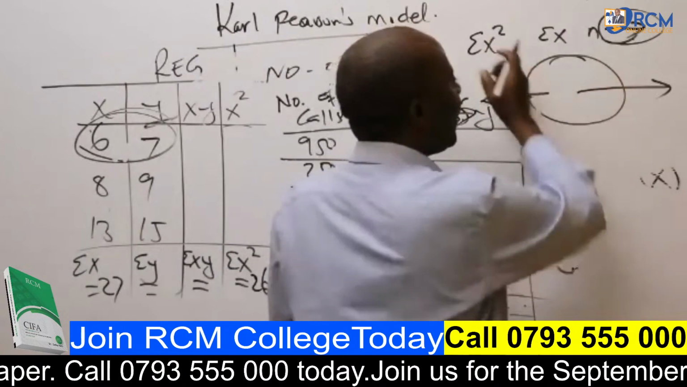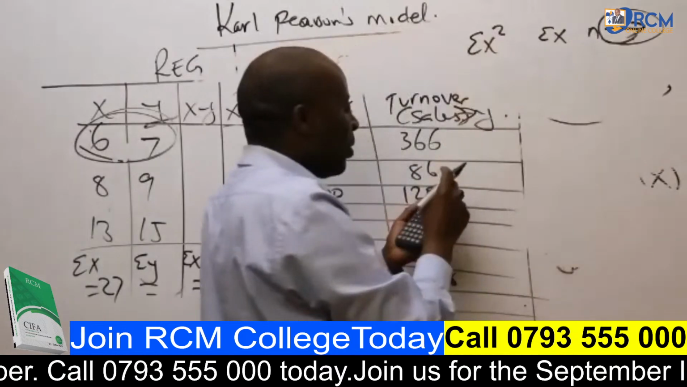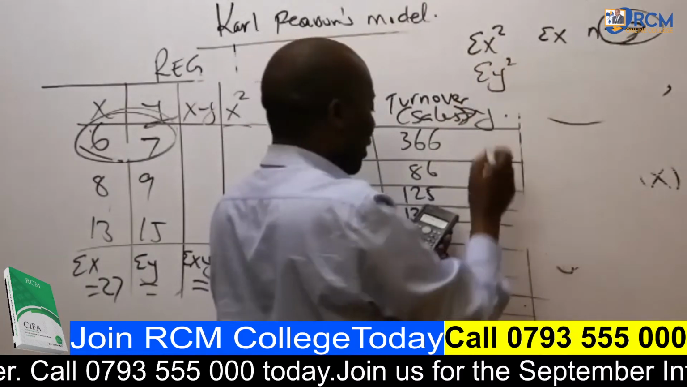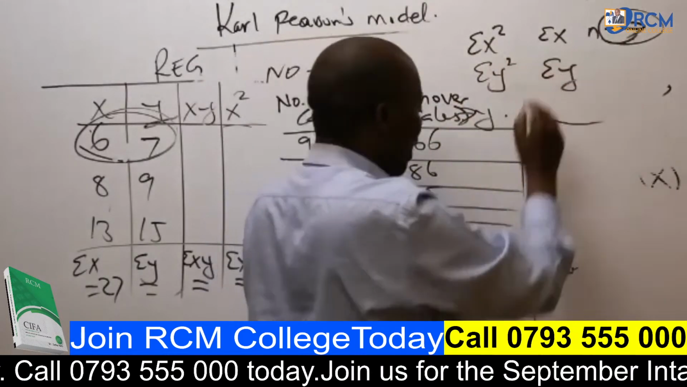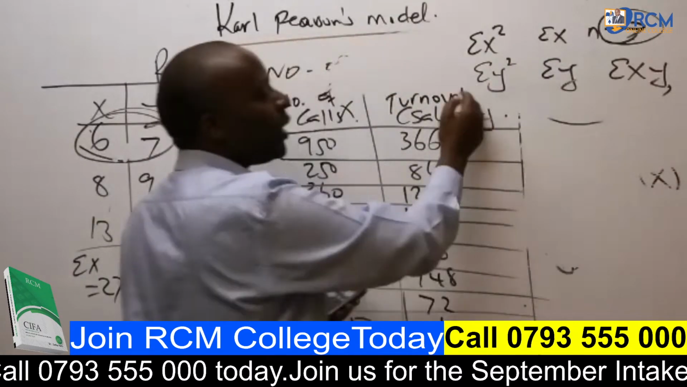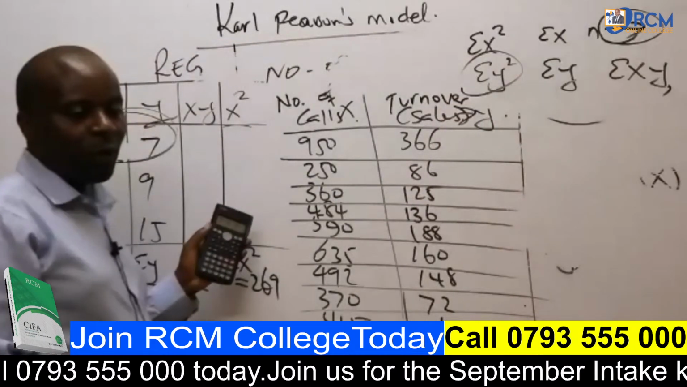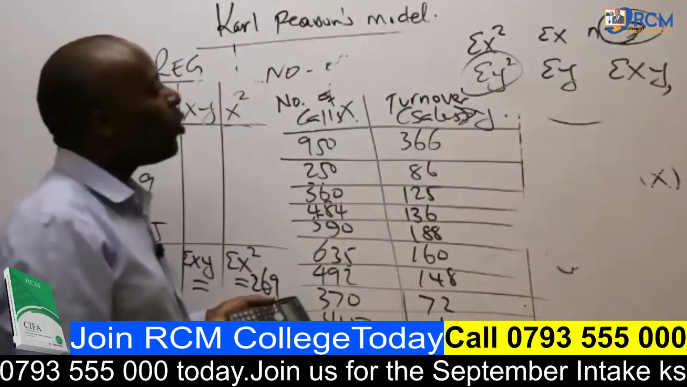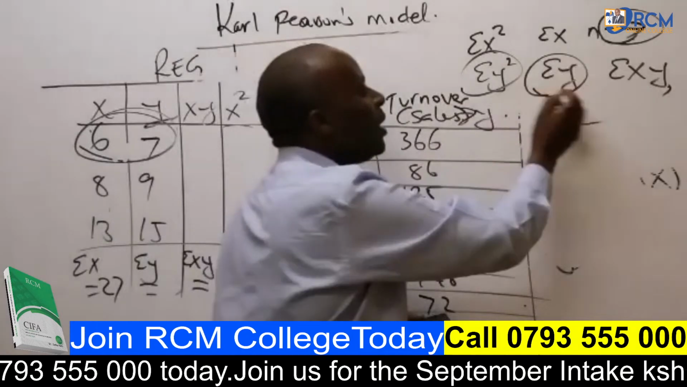When it changes like that, what are you able to see? You are able to see summation of y squared, summation of y, summation of xy. I don't want summation of y squared for regression. For regression, I'll be interested in this and this.